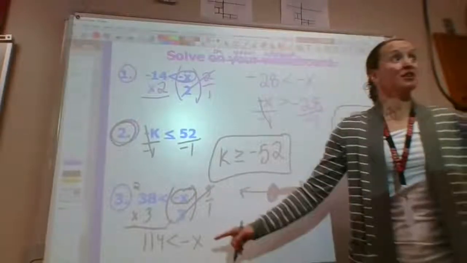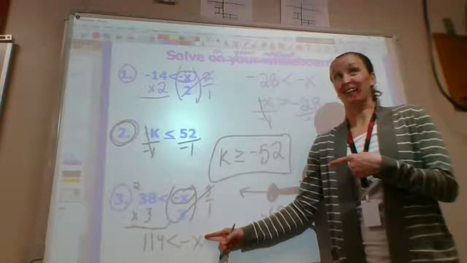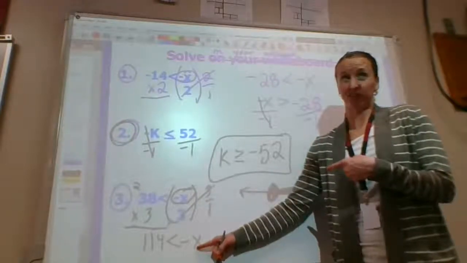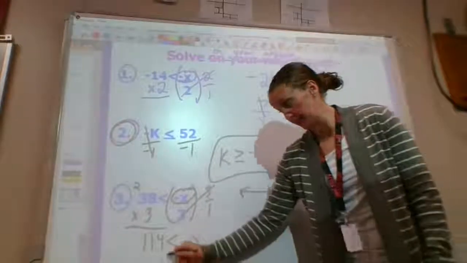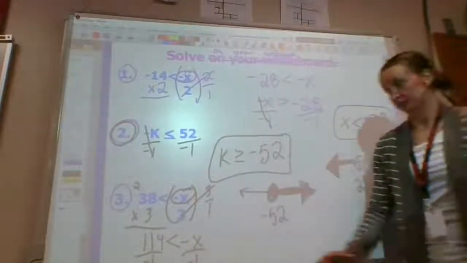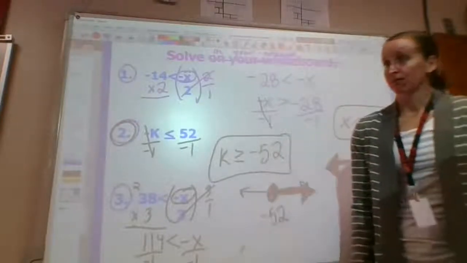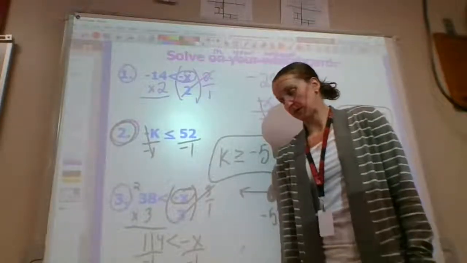Now, what's actually in front of the X that some of you guys just forget to write down? 1. What kind of one? Negative. What do we have to do? Divide both sides by negative 1. Is everyone still following? Yes. No? I'll go over it from the beginning. Well, that's why we're practicing it today.